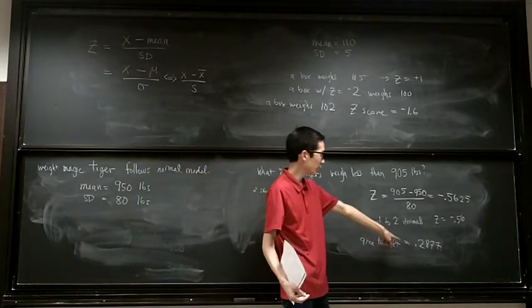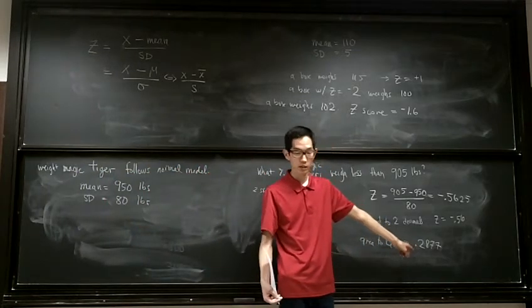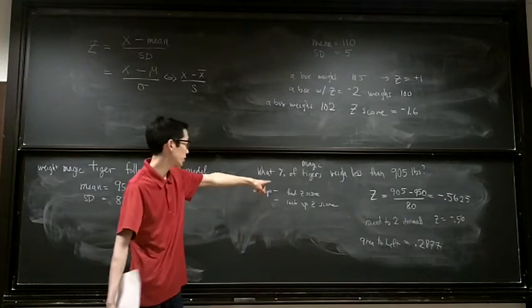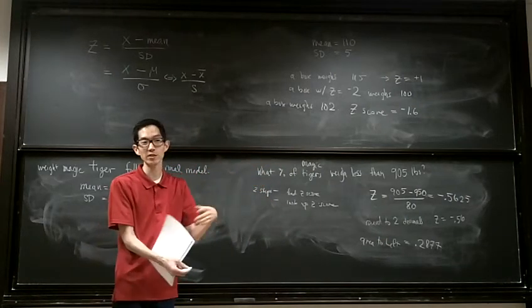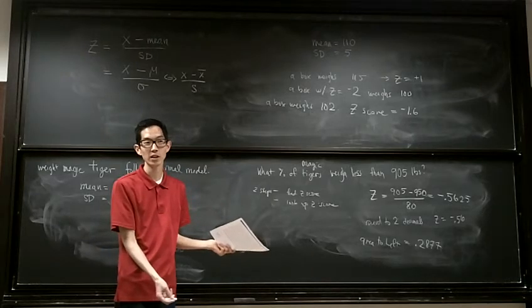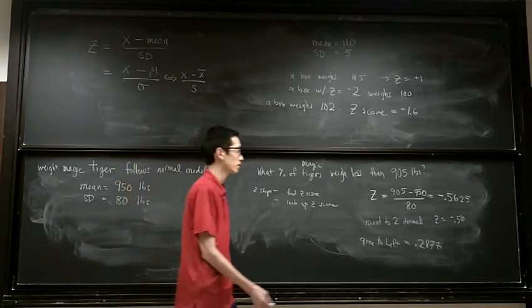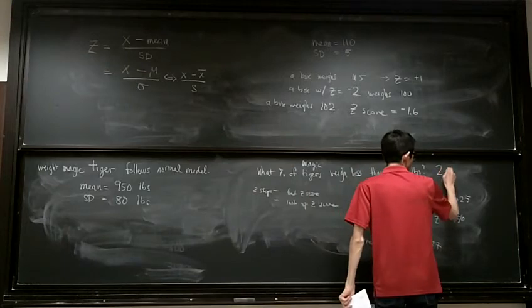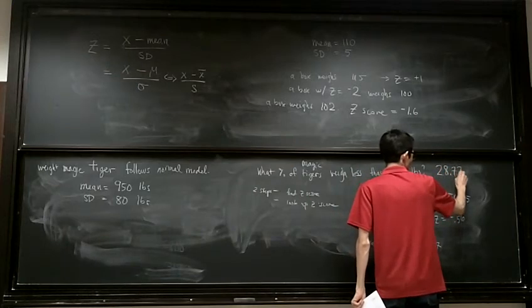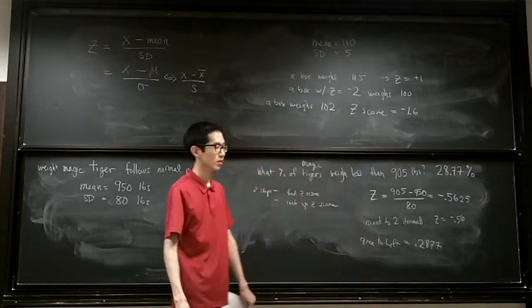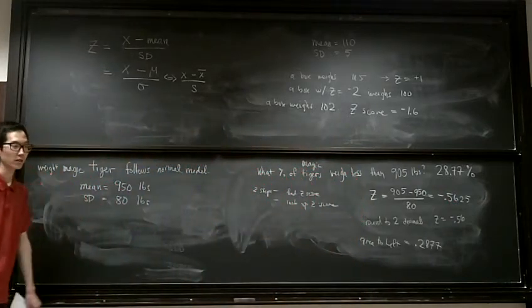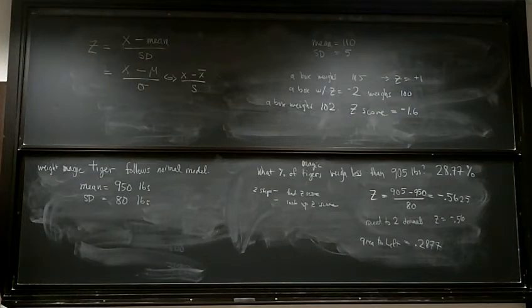Okay, so the area to the left is 0.2877. My question was, what percentage of tigers weigh less than 905 pounds? And you would say 28.77%. How did I get that? Times 100%, right?